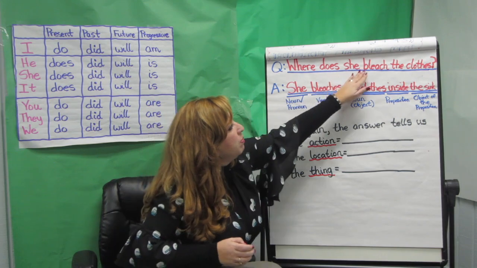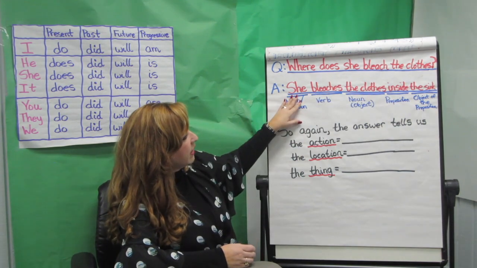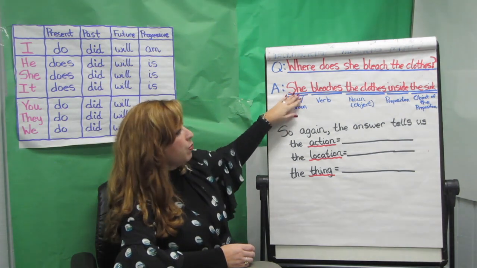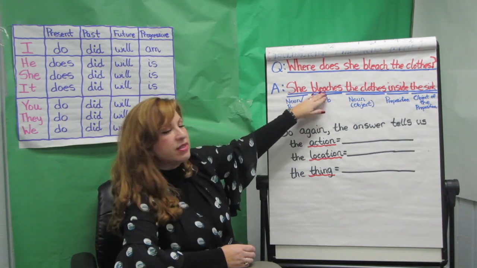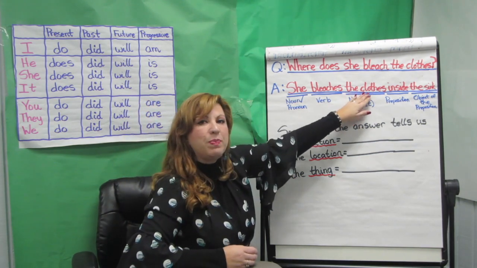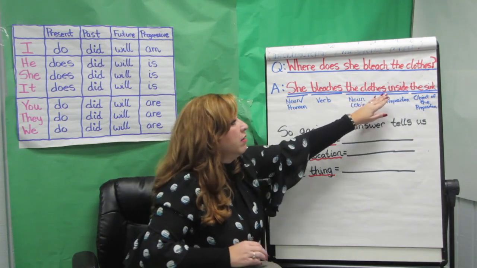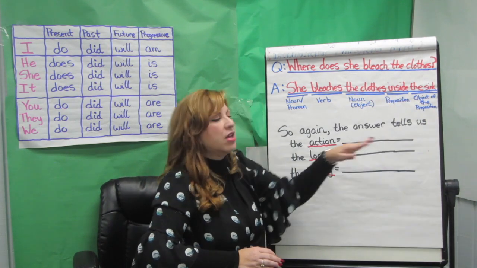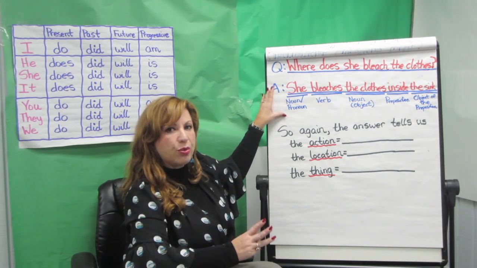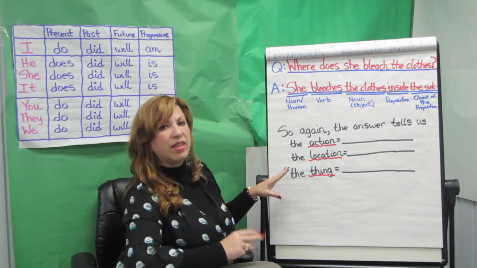Where does she bleach the clothes? So the answer, again, and you can see there is a pattern. She is the pronoun, bleaches is the verb, the clothes is the noun, that would be answering the what. And where? Inside the sink. So our answer is still answering three things: the location, the action, and the thing.